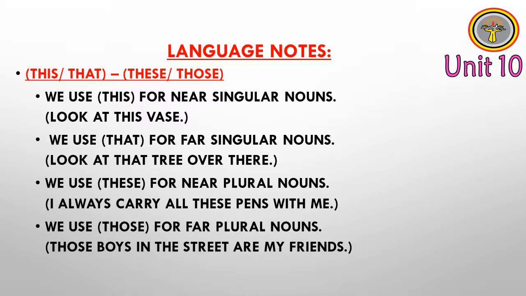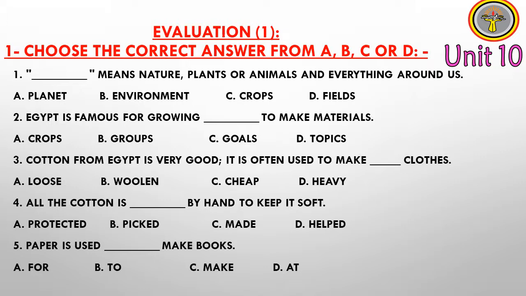Choose the correct answer from A, B, C, or D. Number one. Space means nature, plants, or animals, and everything around us. Of course, the correct answer is environment. Number two. Egypt is famous for growing space to make materials. Of course, Egypt is famous for growing crops.